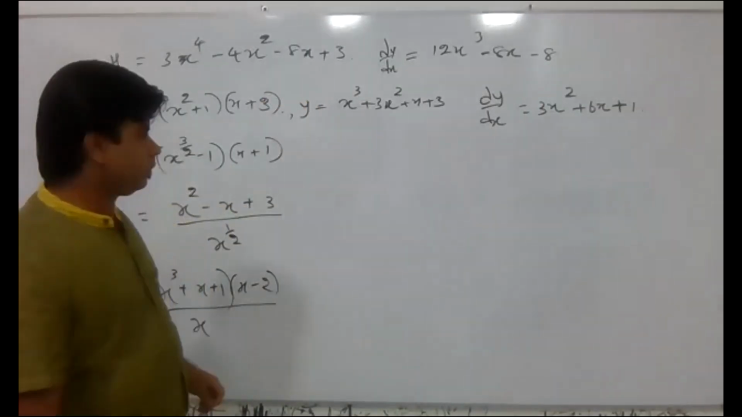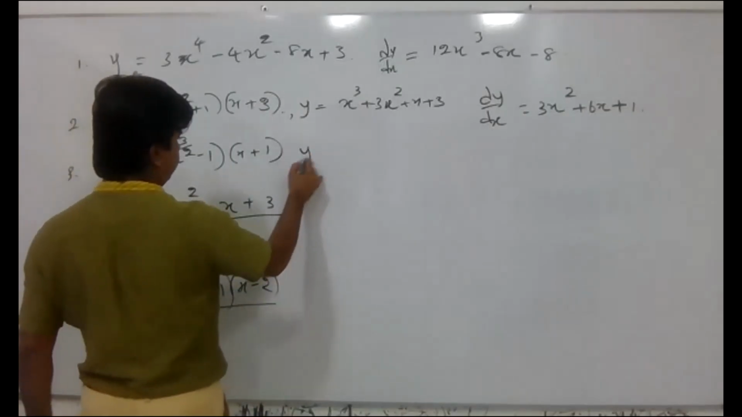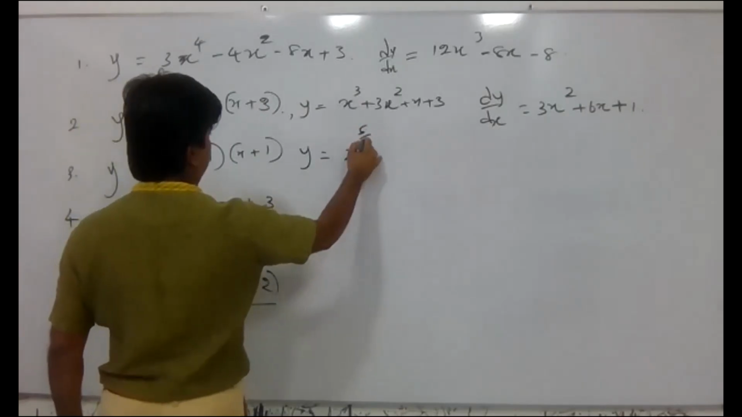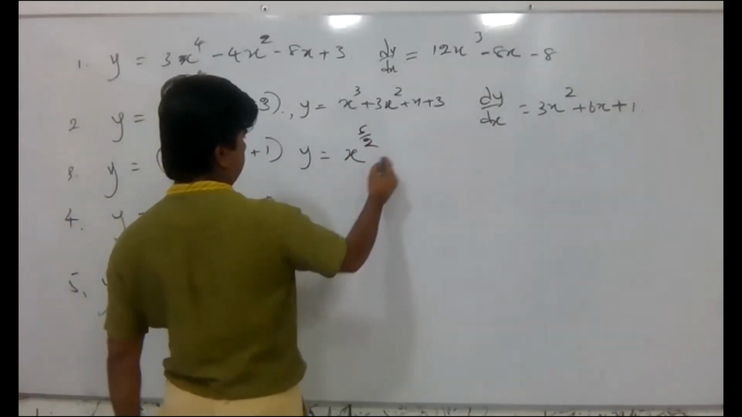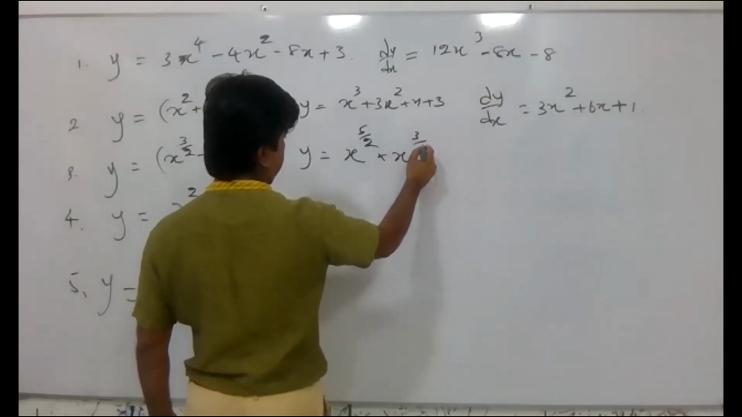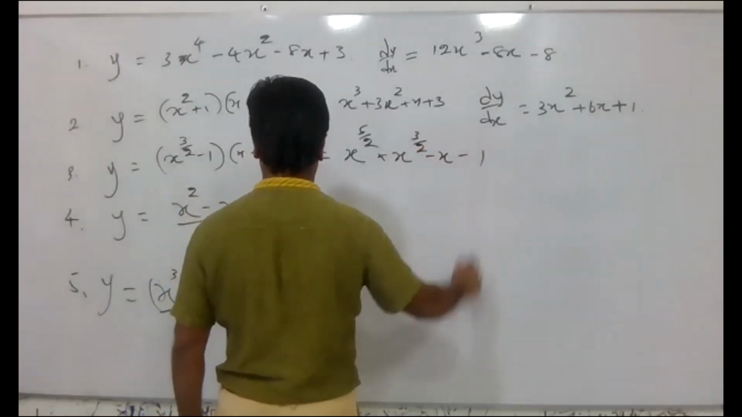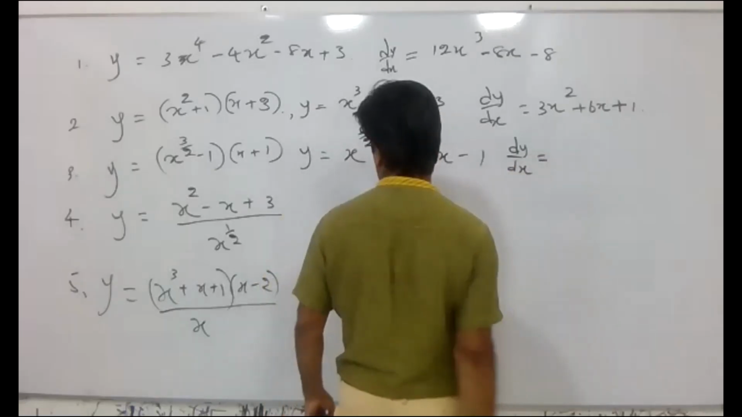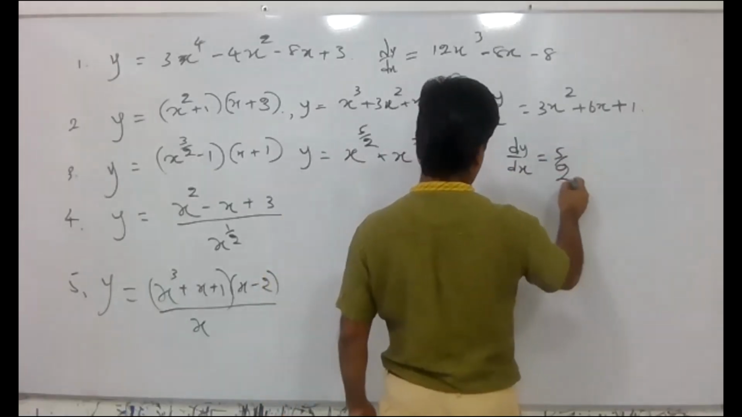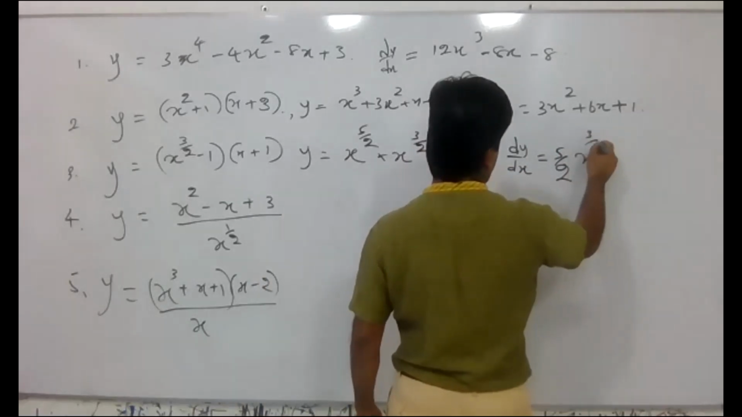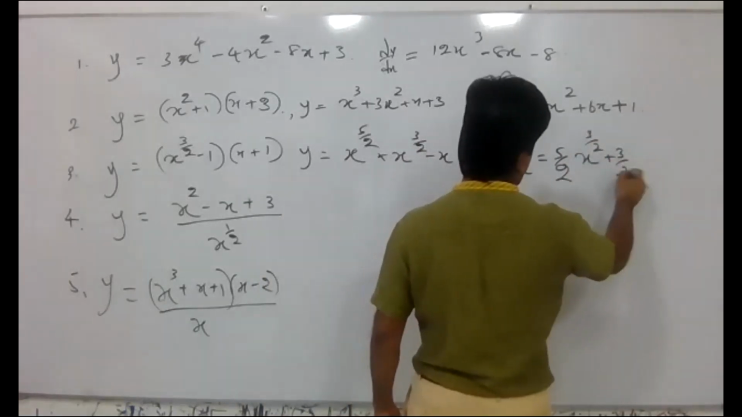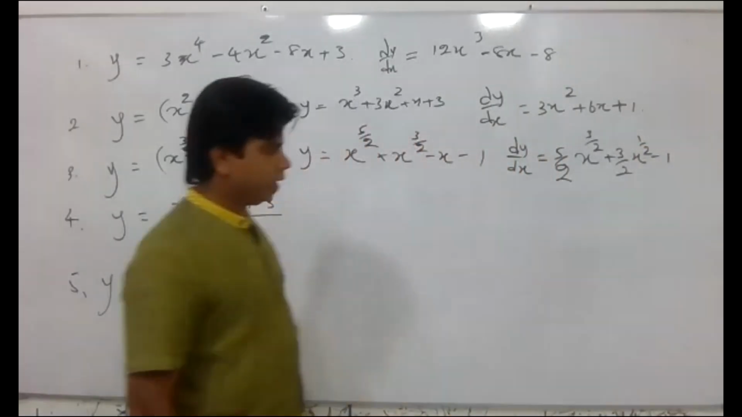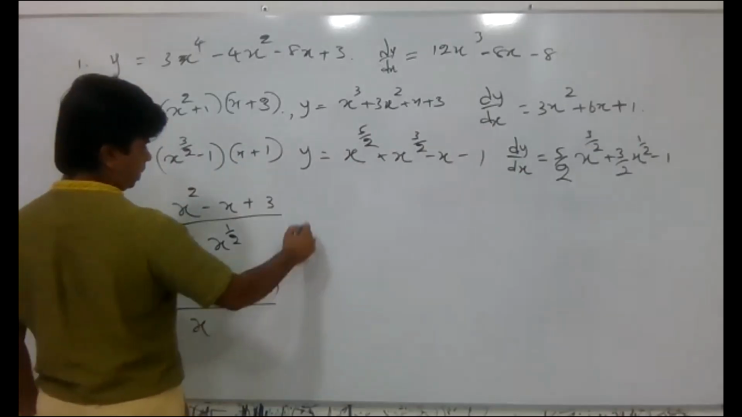Okay, good, right? Then here you can write that y equals actually x to the power 5 over 2 plus x to the power 3 over 2, then minus x minus 1, right? The differentiation will be then 5 over 2 x to the power 3 over 2 plus 3 over 2 x to the power half minus 1. See whether your answer is correct or wrong, right?